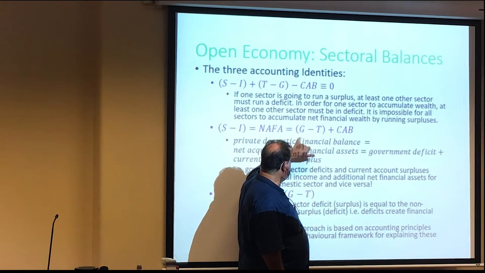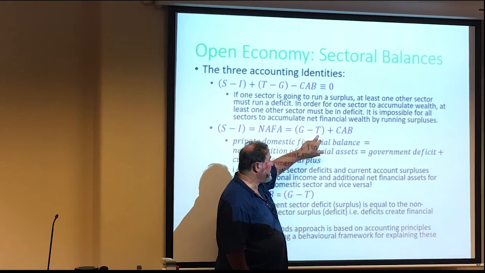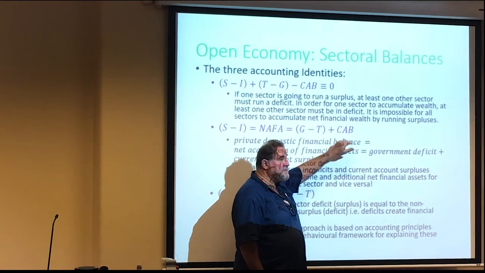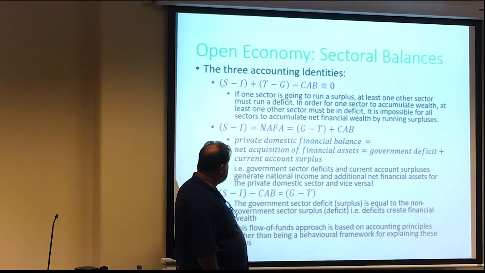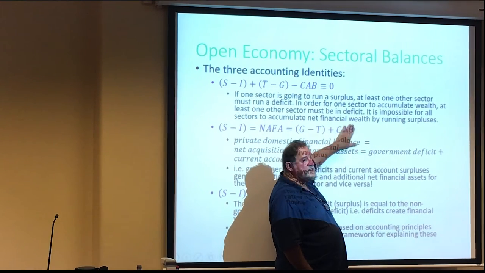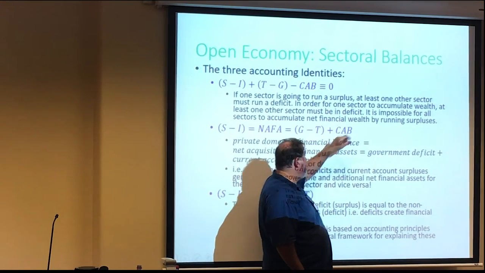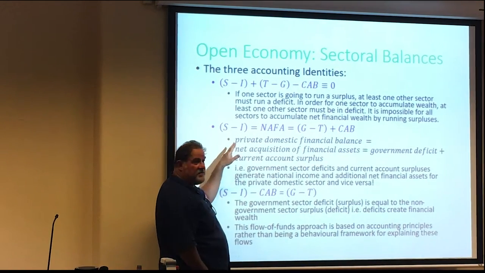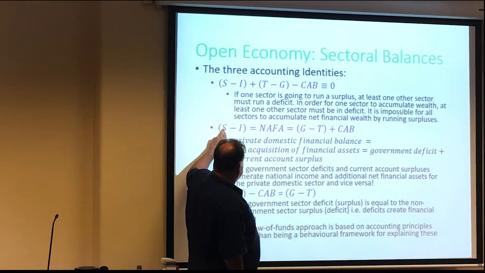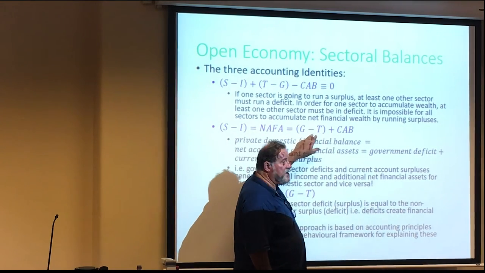And that has to equal the sum of the government deficit, government spending G minus tax revenue, and the current account balance or surplus here. So, if we put to one side what's going on with the current account balance, let's assume this is neutral, then there has to be a mirror image between what's going on in the domestic private sector and what's going on with the government.